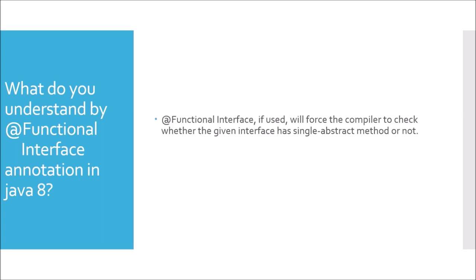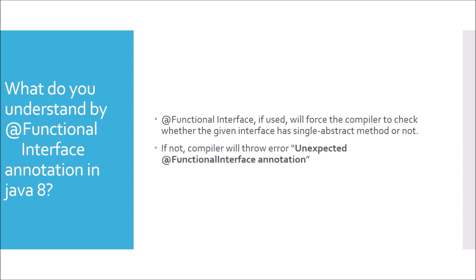@FunctionalInterface annotation, if used, will force the compiler to check whether the given interface has a single abstract method or not. If not, the compiler will throw an error about unexpected @FunctionalInterface annotation. In order to understand, you can correlate this annotation with the @Override annotation. So it is not mandatory to use @FunctionalInterface, but when you use it, at compile time the compiler will check whether the given interface is a functional interface or not. If not, it will throw a compilation error.